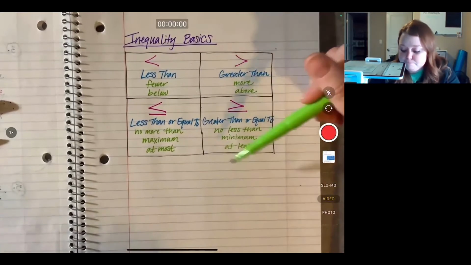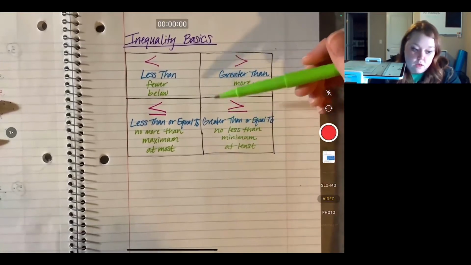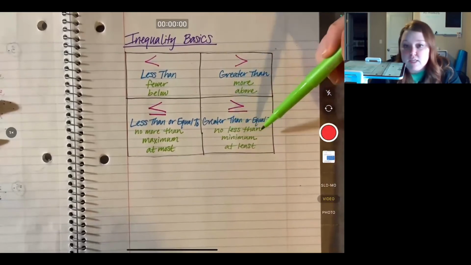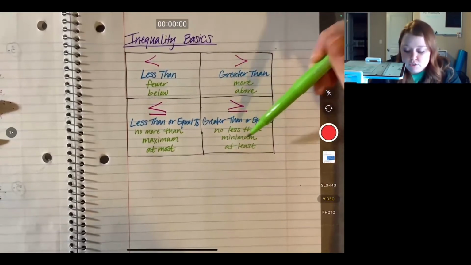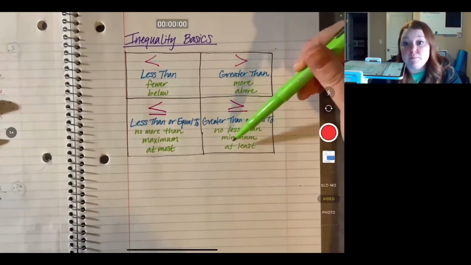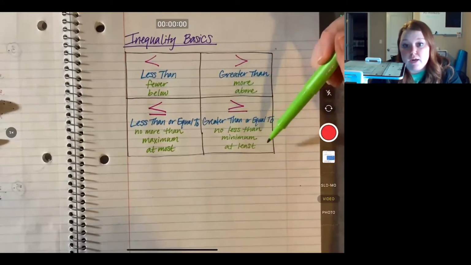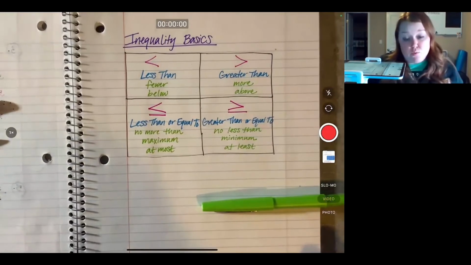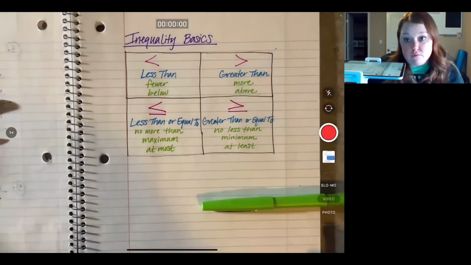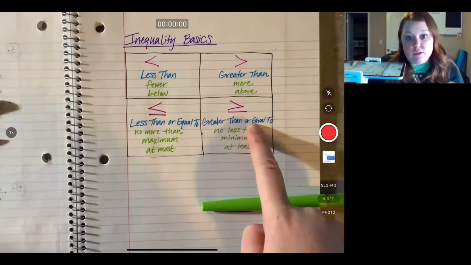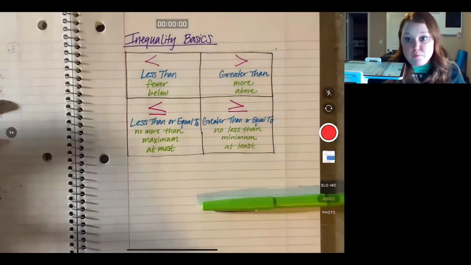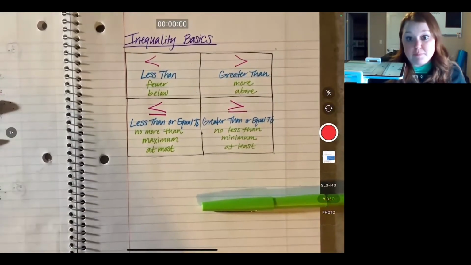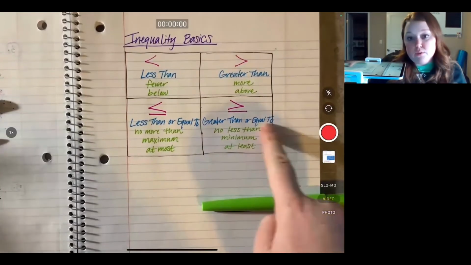So maybe an idea for this would be, to pass my class, you have to get no less than a 60%. So 60% would be the minimum percentage in order to pass, in order to get credit. So I could say you at least have to get a 60%. So if you got a 59%, would you be passing? No, because it's got to be greater than or equal to 60. Okay, so what if you had a 61%? Would you be passing? Yes. What if you had exactly 60? Yes, because I said greater than or equal to.